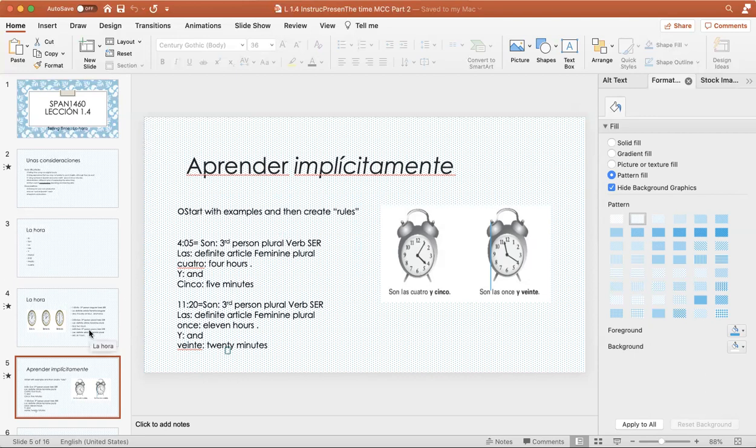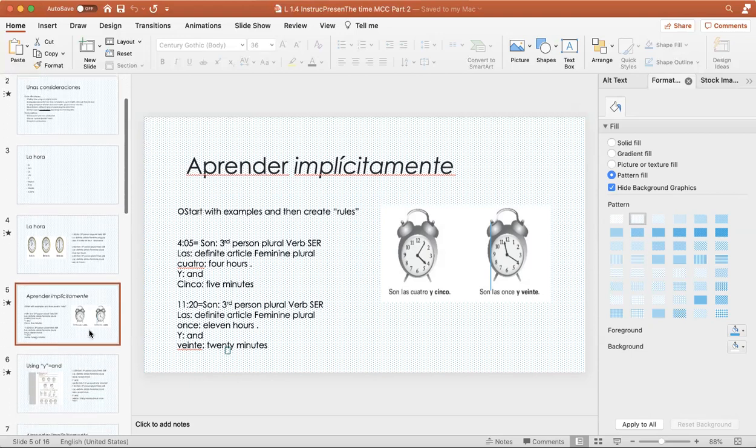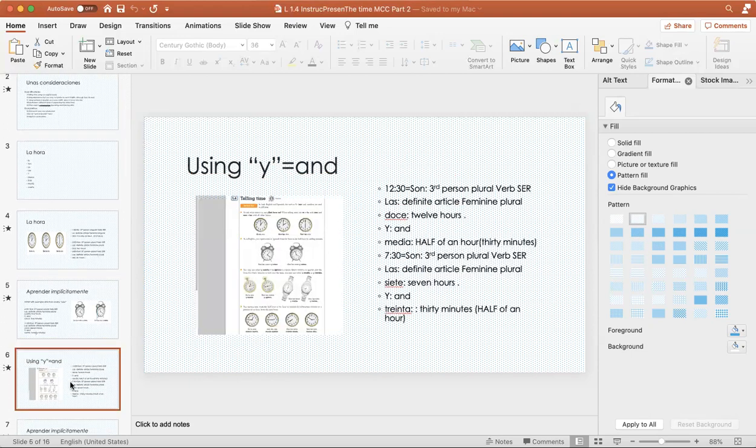Ahora es lógico? Is it logic right now? No? Okay. Let's go ahead and let's look for some more.